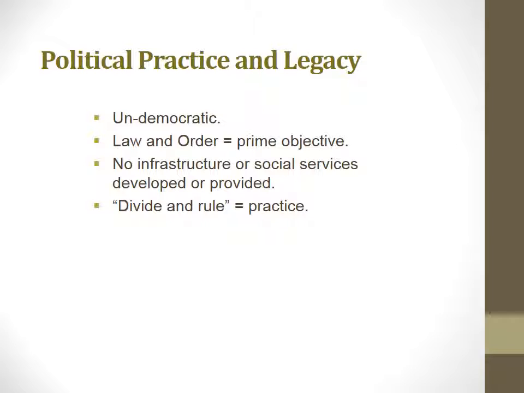The third item, no infrastructure or social services. Well, the colonial governments weren't there to benefit the indigenous peoples, and they didn't really have money. They were there extracting riches from the land itself, but they weren't willing to put much back into it. And so this meant that colonial governance didn't provide basic infrastructure such as roads or communications networks, nor did they provide social services like education, healthcare, or housing.